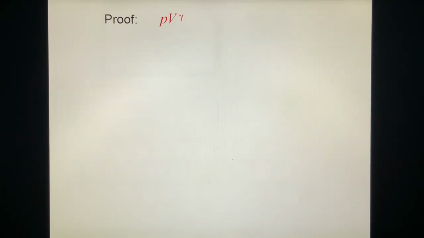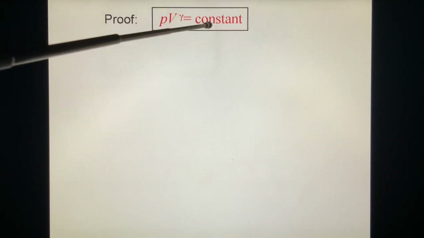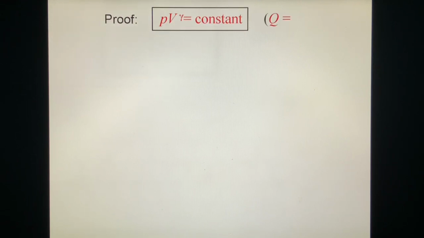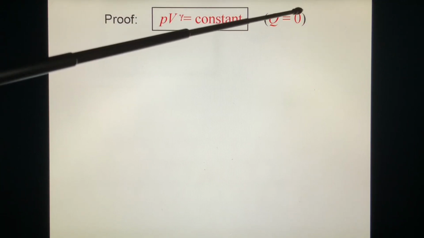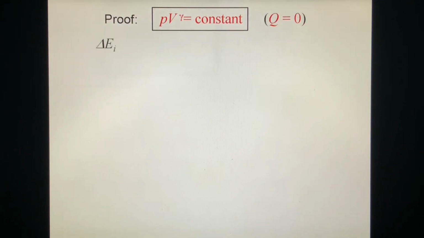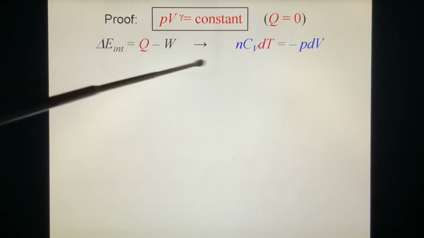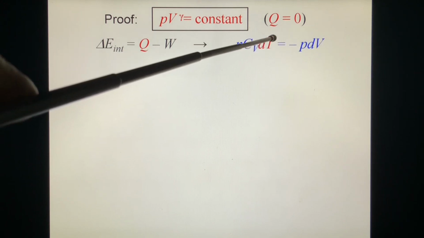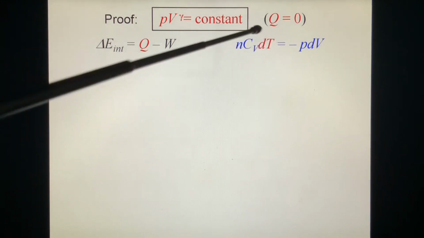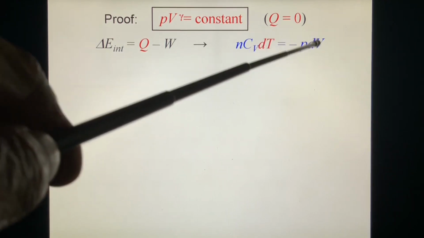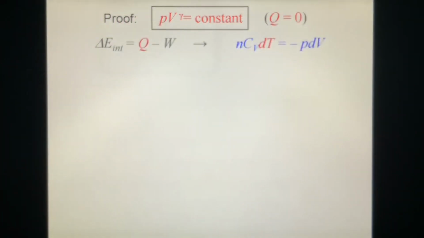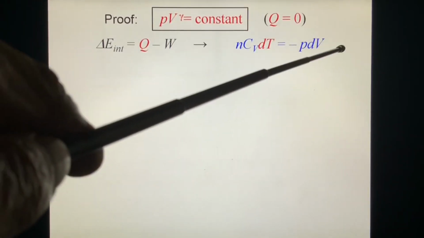We prove it. We prove PV^gamma is constant. Let's see. For adiabatic expansion, Q equals 0. We know the internal energy change is delta E equals Q minus W. This is the first law of thermodynamics. And delta E equals nCV delta T. So nCV delta T equals minus P delta V because Q equals 0, and so W equals P delta V.